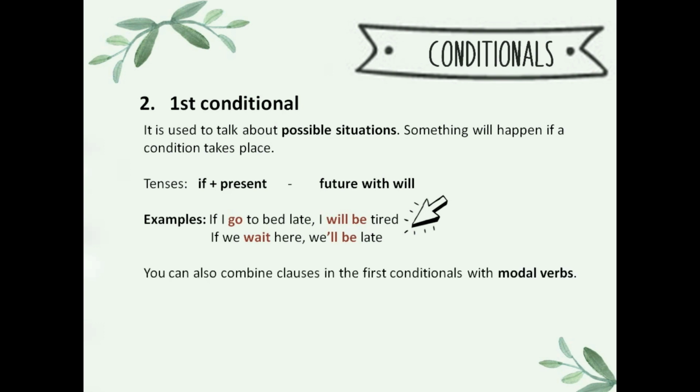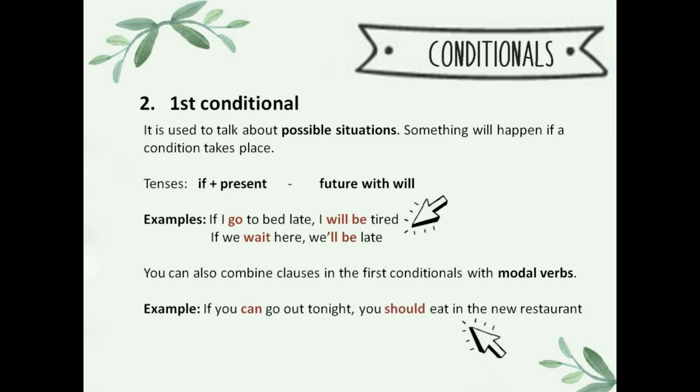And you need to be very careful, because in some cases we can use these tenses in combination with modal verbs. So, modal verbs can be in the main clause, in the subordinate clause, or they can appear in the two, as you can observe in this example. If you can go out tonight, you should eat in the new restaurant.